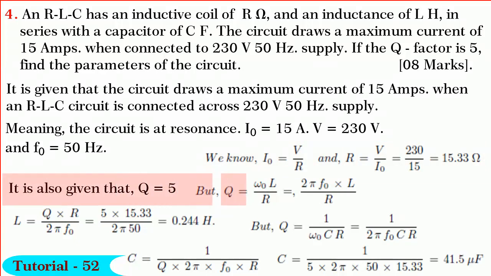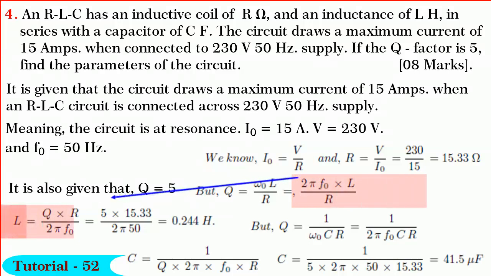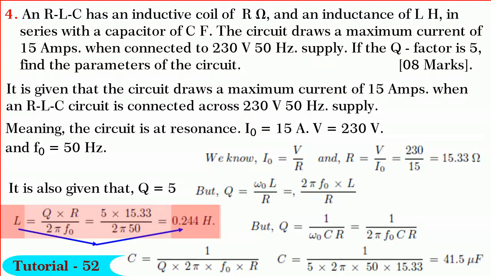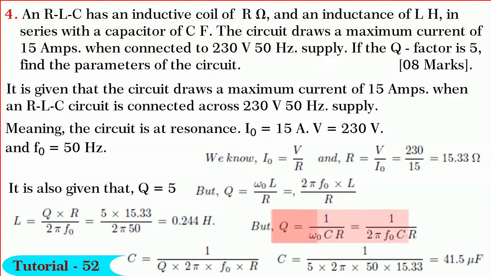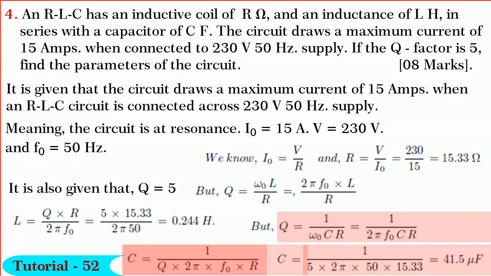And Q is equal to omega naught L divided by R and that is equal to 2 pi f naught L divided by R. Hence, L is equal to Q into R divided by 2 pi f naught. By substituting the values and solving, we get L is equal to 0.244 henries. Also, we know that Q is equal to 1 divided by omega naught CR and that is equal to 1 divided by 2 pi f naught into CR. Hence, C is equal to 1 divided by Q into 2 pi f naught into R. By substituting the values and solving, we get C is equal to 41.5 microfarads.